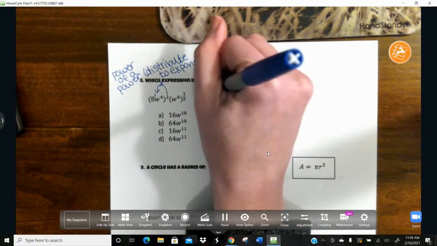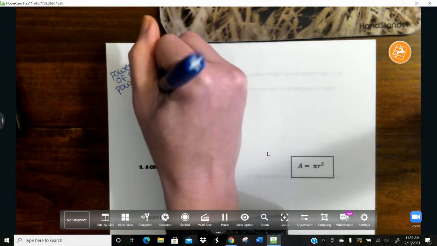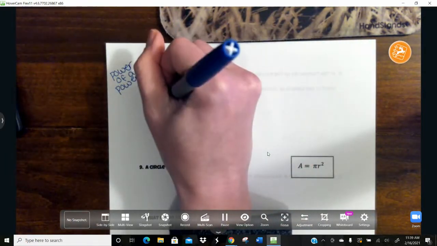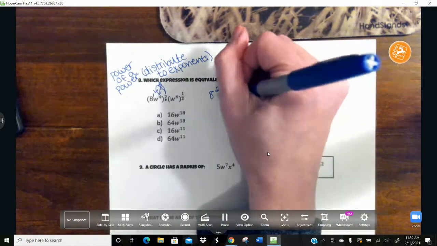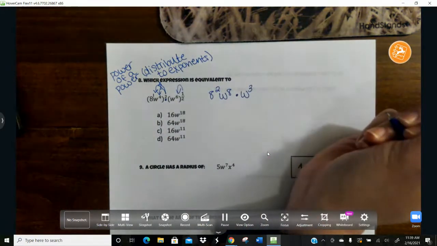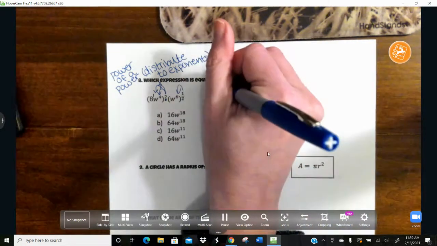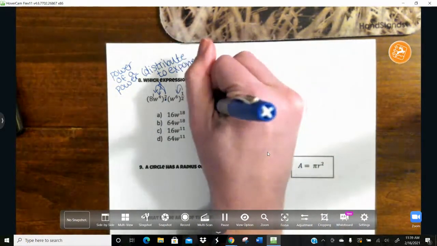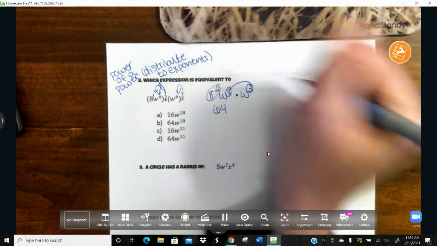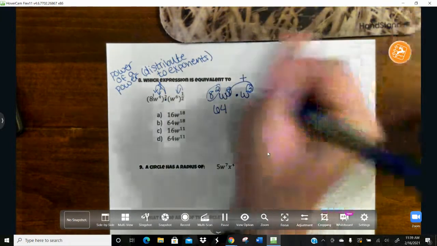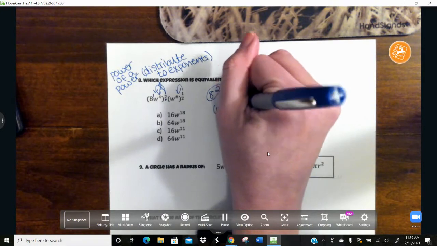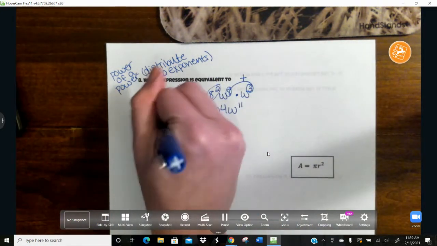So I'm going to end up with 8 to the second, w to the 8th. Remember, 2 parentheses next to each other, you can put the little dot for multiply. And then this will be w to the 3rd. So to simplify this part, I simplify 8 squared, so I get 8 times 8, which is 64. When I multiply, I add my exponents. So I'm going to have w to the 11th. So it would be D.